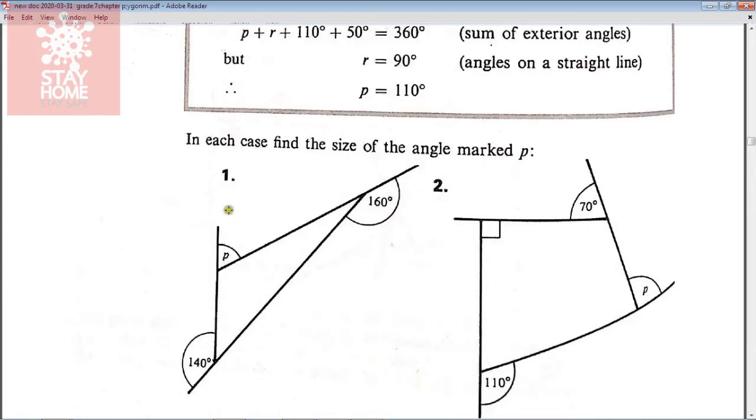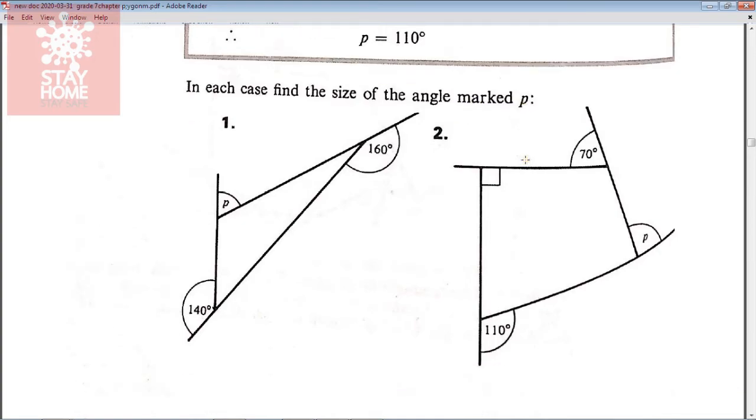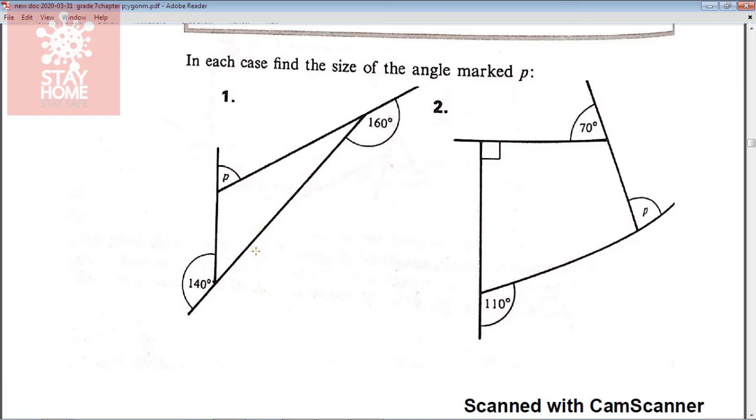Now come to the exercise. In each case, find the size of the angle marked P. See here, a similar question, question number 2, this is question number 1. Very simple, two angles are given. The third is P, and as we know the sum is equal to 360. So 140 plus 160 plus P equals 360. Then you can find the value of P easily.